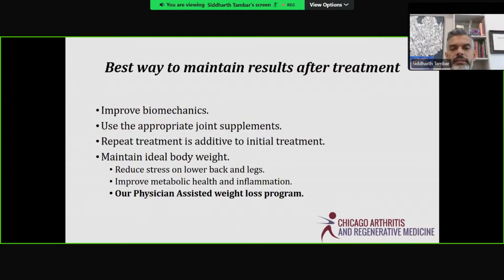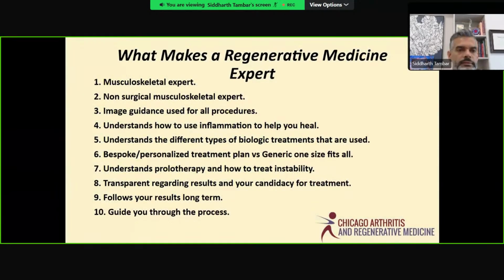The best way to maintain results after treatment: improve your biomechanics, take the right supplements. Again, repeat treatment is additive in that stair-step fashion to initial treatment, and maintain your ideal body weight, especially for lower extremity and back issues. The reason why is every pound above ideal body weight will increase the weight on your lower extremities and back by 4 pounds. So if you can do that, it makes a big difference in terms of pain as well.